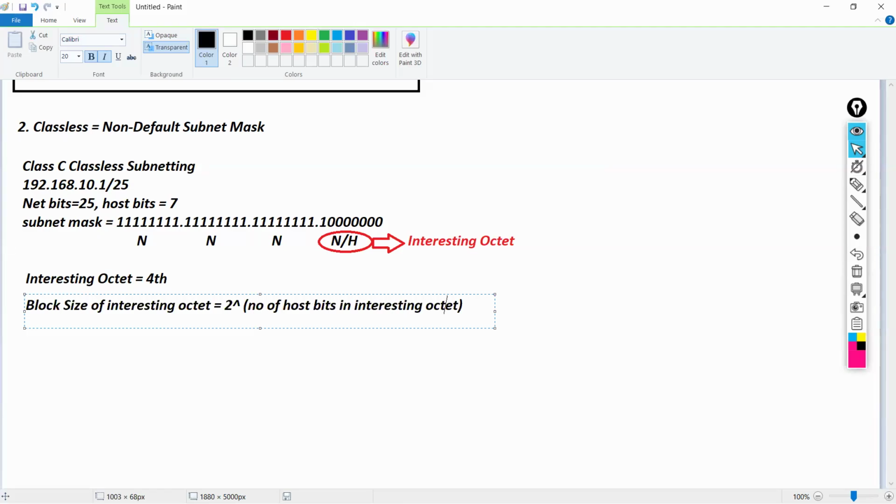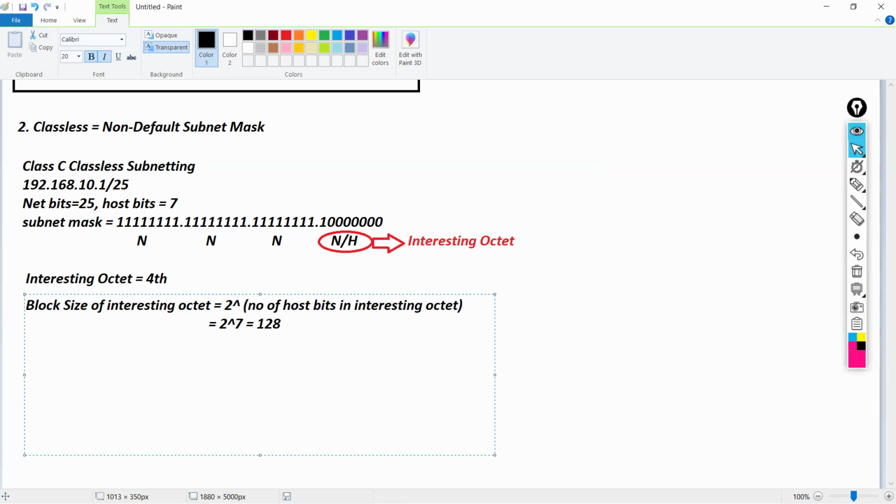Number of host bits in the interesting octet. So what will be my block size? 2 power 7. Okay, if I go 2 power 7, how much will it be? 128. This is my block size.